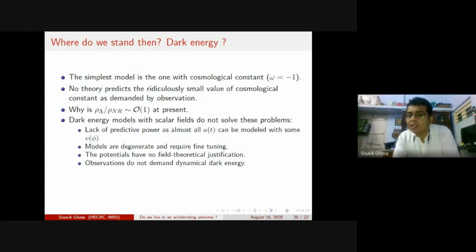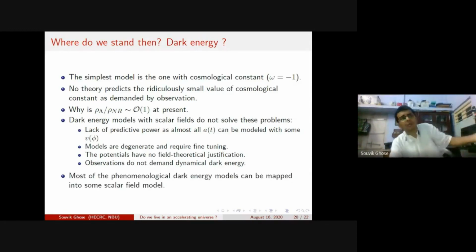Lastly, observations do not even demand dynamical dark energy. There is no observational suggestion that we need a dynamical dark energy. We only tend to discuss dynamical dark energy models to avoid the fine-tuning issues with the cosmological constant. But then it seems that if we go on discussing the scalar field models, we have to fine-tune the model parameters to obtain a good fit, etc. So the fine-tuning problem is not gone. It has just been shifted to some other level.